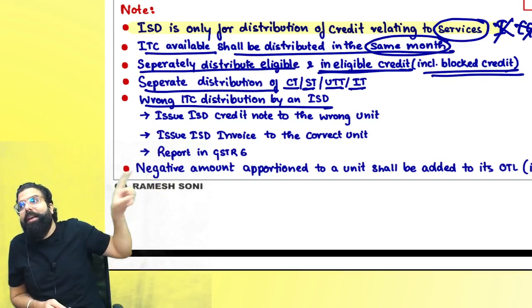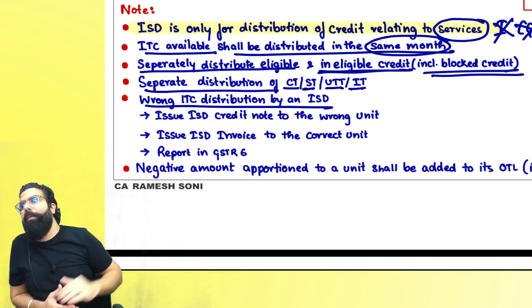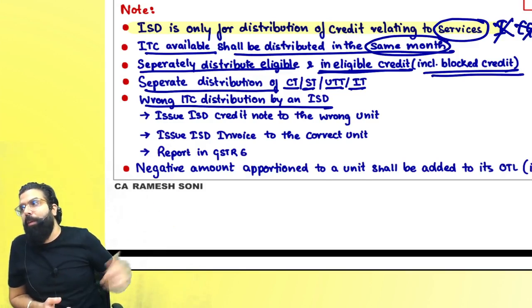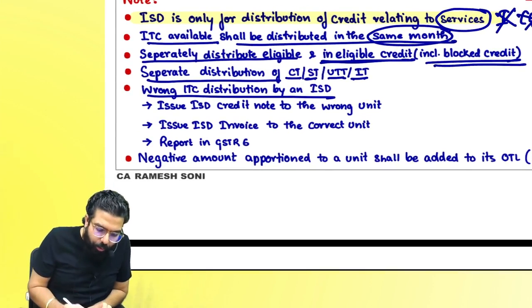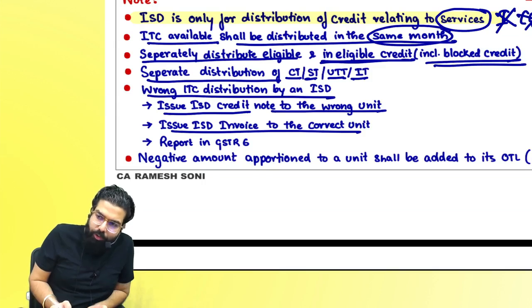This ISD credit note and ISD invoice will be declared in the GSTR 6, and then accordingly your credit will be distributed. So it says ISD credit note to the wrong unit, ISD invoice to the correct unit, and that will be reported in the GSTR 6.